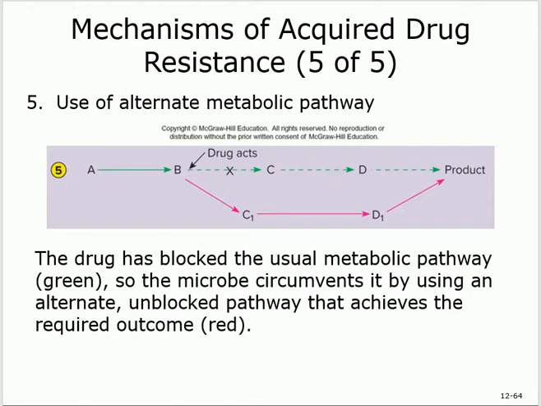Using an alternative pathway, this is another way to acquire drug resistance, right? So here is the pathway. And when we say metabolic pathway, it means reaction after reaction after reaction, okay? So we have component A that will become B, C, D, E. So this is the way to produce, let's say, folic acid, okay? Irrespective of the detail, you do step after step after step, until you make folic acid, right?